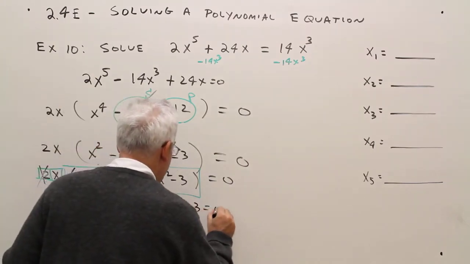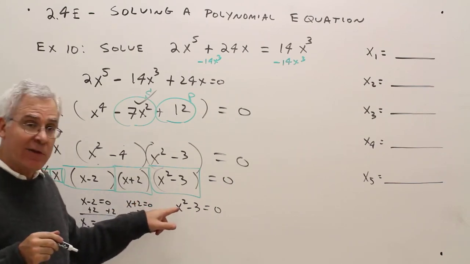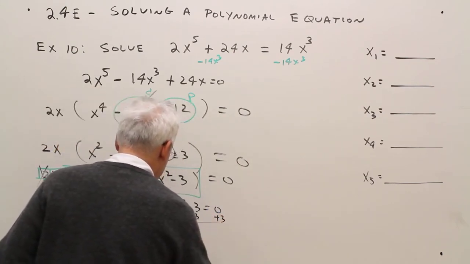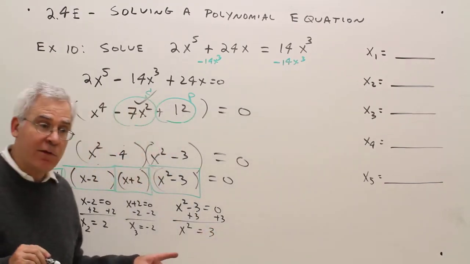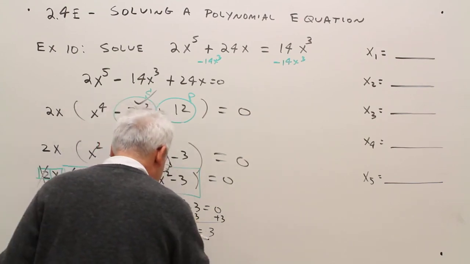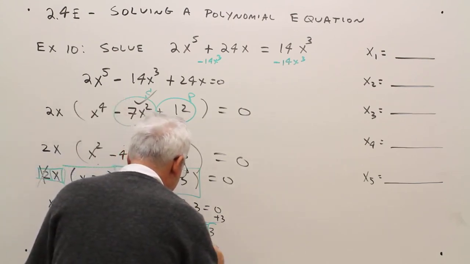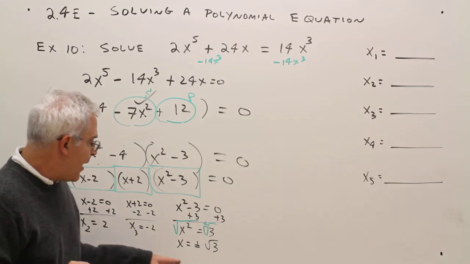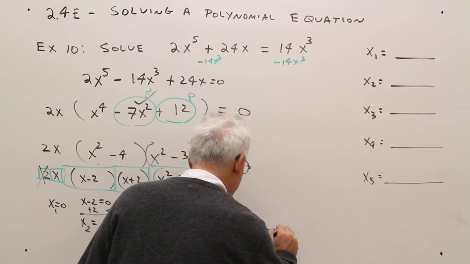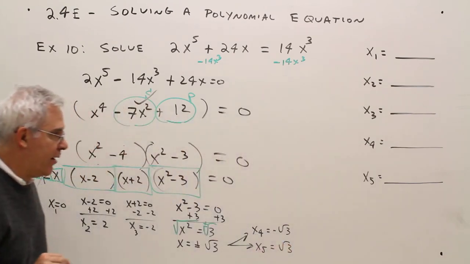x squared minus 3 equals 0. I'll have to do a little bit of work here. So I'm going to isolate the x squared. I'm going to add 3 to each side. x squared equals 3. And what I'm doing is undoing the squaring by plus or minus square rooting. So I'll square root this, and I'll plus or minus square root that, and I get x equals plus or minus the square root of 3. And again, I'll just write that in 2 separate ways. So x sub 4 equals negative rad 3, and x sub 5 equals positive rad 3.